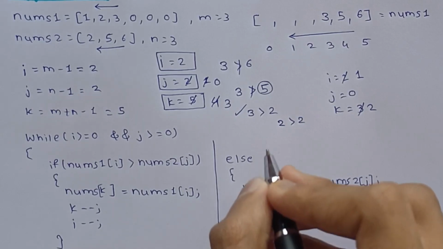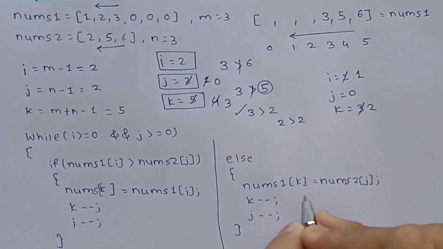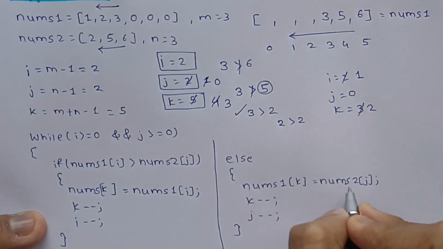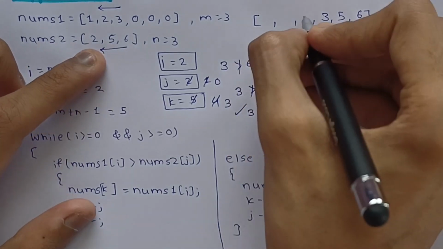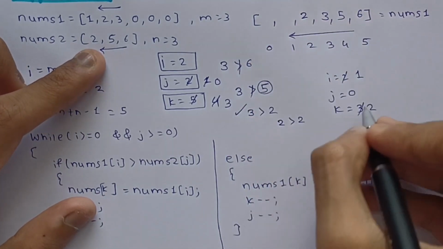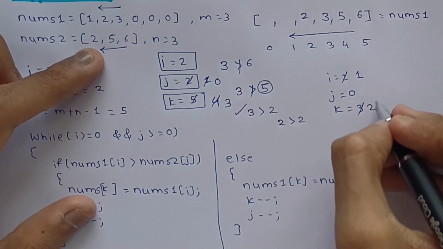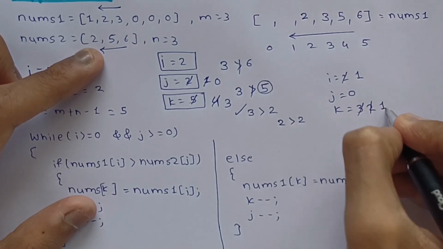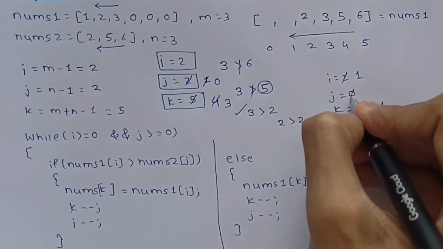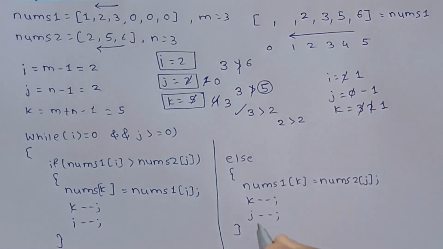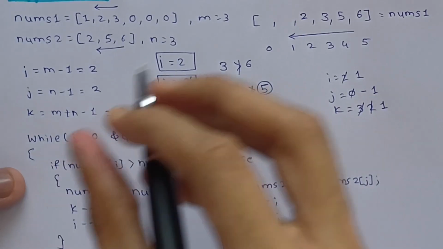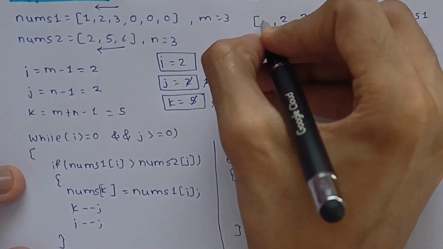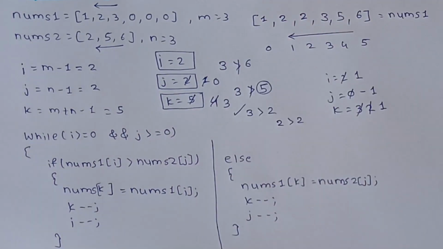So what we will do, simply we will come in the else condition, and at the kth position we will put the nums2 of jth element, okay. So 2, okay, here it will be added 2, and now k will be decremented here, okay. k is decremented to 1 and j will be decremented to -1, okay. Similarly it will store all values, then 2, then 1, okay. So this is a very simple approach, okay.